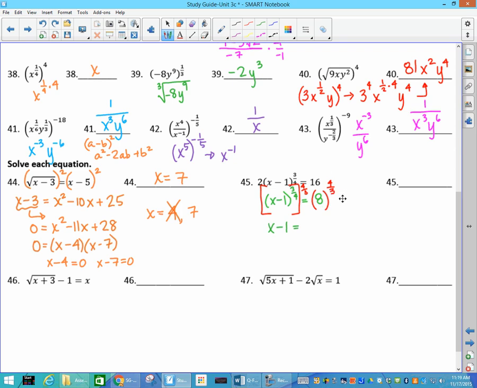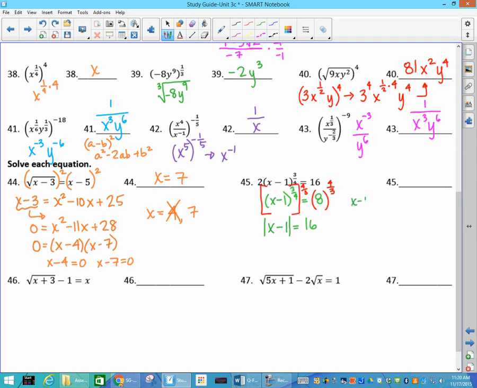Put it in your calculator if you need to, but I'll tell you how to do it without it. You take the cube root of 8, because that's your root. Cube root of 8 is 2, and 2 to the 4th is 16. Now, remember, if either one of those had an even number, we had to put absolute values around it. So we get absolute value of x minus 1 equals 16.